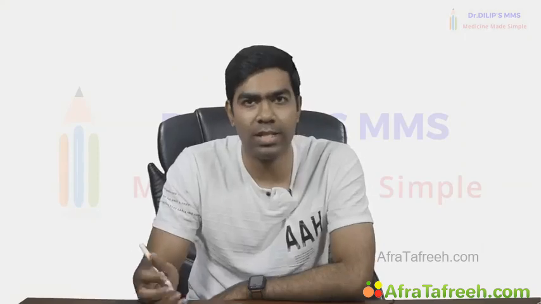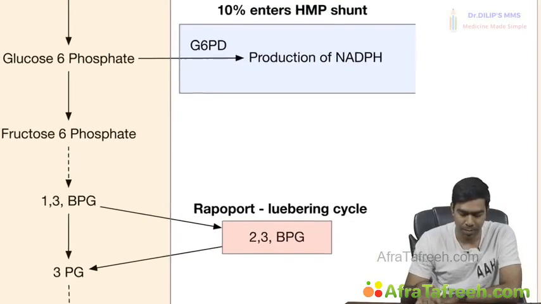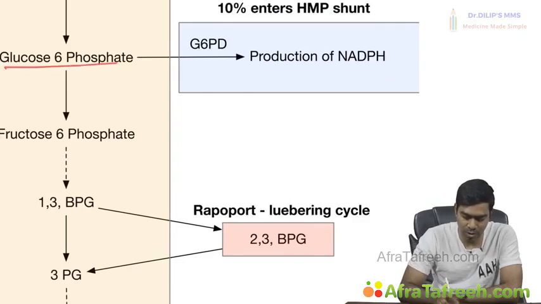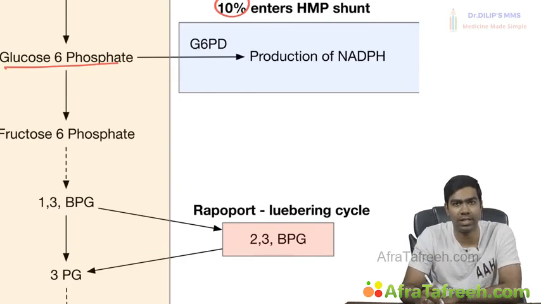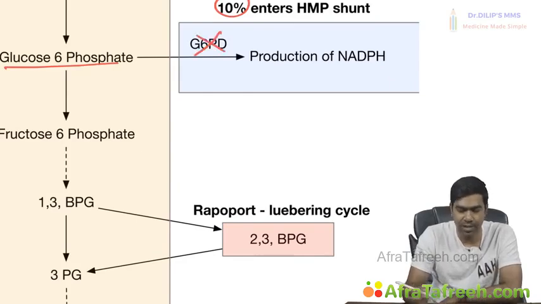If you ask me why G6PD is important, all these three enzyme deficiencies are related to the Embden-Meyerhof pathway, that is the glycolysis. But in G6PD, you know very well, 10% of the glucose 6-phosphate enters the hexose monophosphate shunt, that is the HMP shunt. And the HMP shunt is very important for the production of NADPH. If you have G6PD deficiency, you are going to have reduced levels of NADPH.